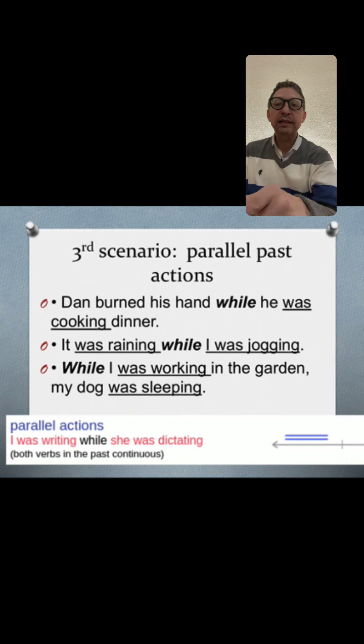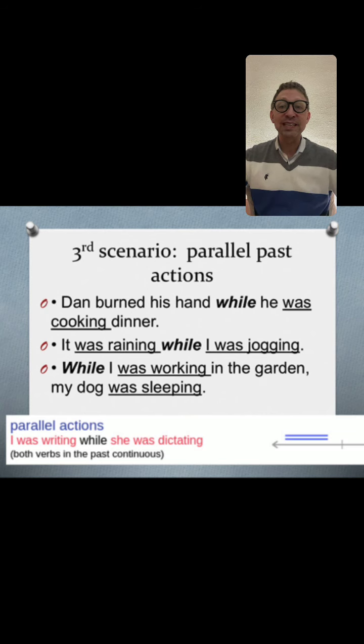Okay, so let's look at the example in the picture. I was writing while she was dictating. All right. While. Now, let's look at the second one. It was raining while I was jogging. That's number 2. It was raining while I was jogging. And look at the third one. While I was working in the garden, my dog was sleeping.